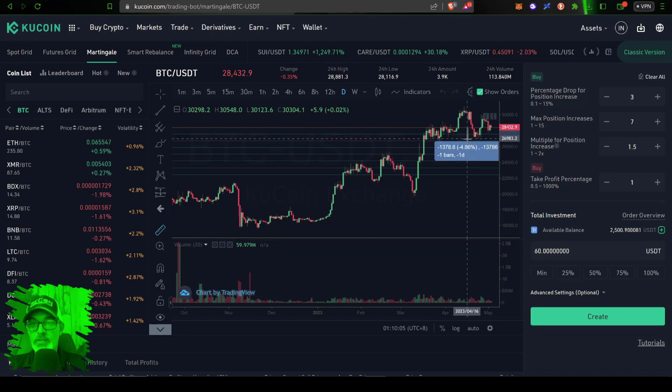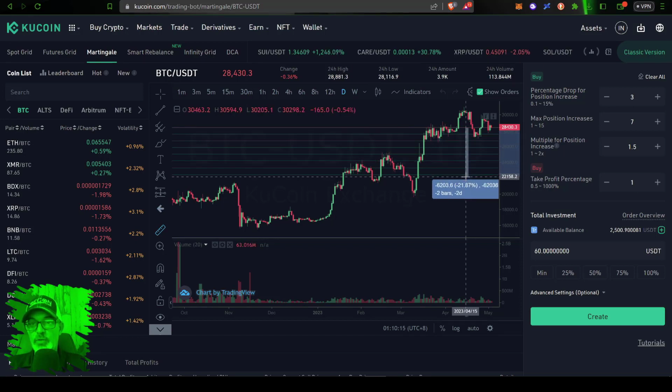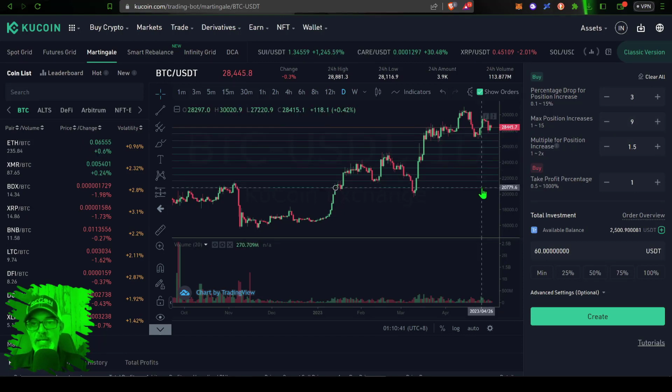And you can see it roughly is 3%, then around 6%, 9%, so there's a 3% gap between each one of these orders all the way down here to around 21%, which would be essentially 7 max position increases multiplied by the 3%. Now if we bump this from 7 to 9, you can see a couple more buy orders have been added, and that brings us down to around 20,000 for Bitcoin, which you can see back here, Bitcoin found support around this level. So this might be an ideal level of support for this particular strategy.